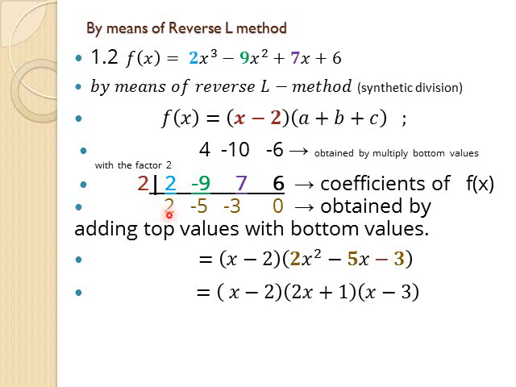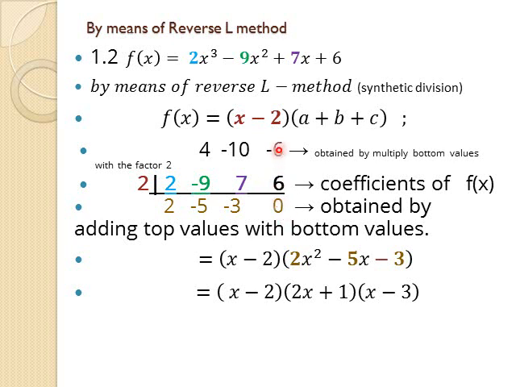2 times 2 gives me 4. 4 minus 9 gives me minus 5. 2 times negative 5 gives me negative 10. Negative 10 plus 7 would give me negative 3. And 2 times negative 3 gives me negative 6. Negative 6 plus 6 then gives me 0.